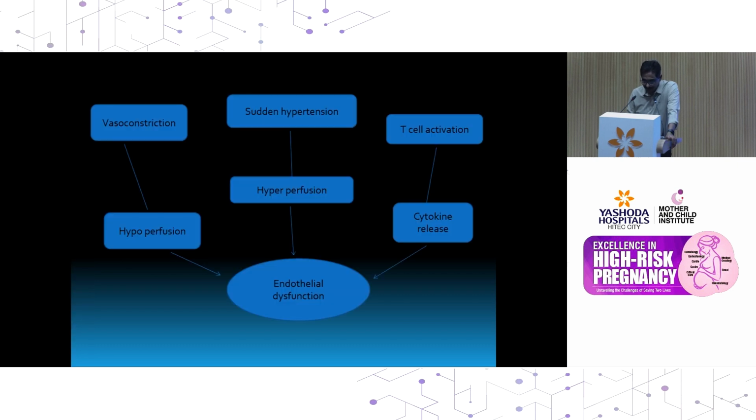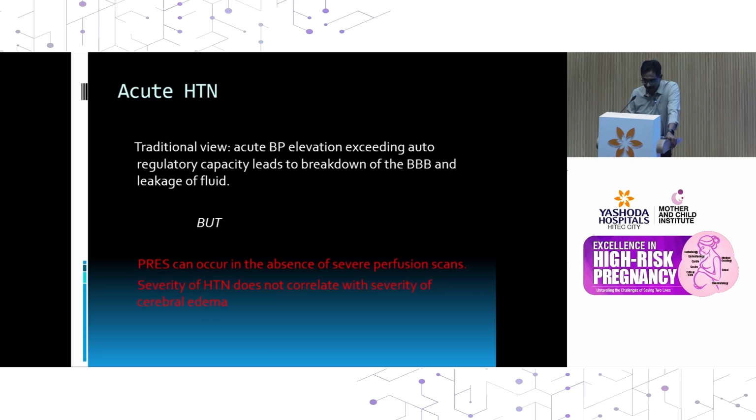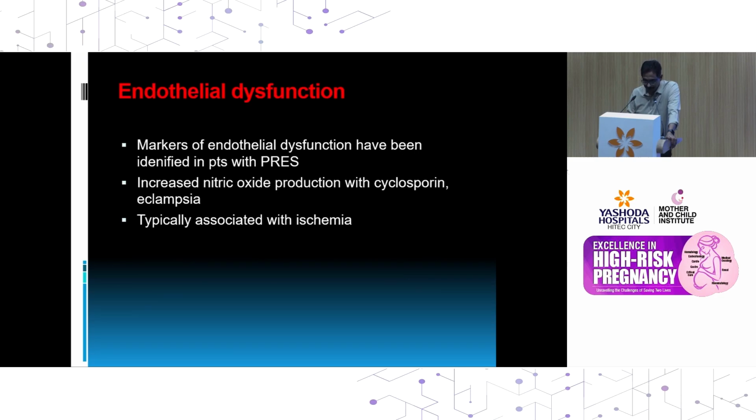So this is the pathophysiology, where there is an endothelial dysfunction because of many things. And one thing is PRES can occur in the absence of severe hypertension. So severity of hypertension does not correlate with the cerebral edema. Previously they used to think hypertension is the cause, but hypertension need not be the cause. Endothelial dysfunction is the primary marker in this, and what they say is increased nitric oxide production with cyclosporin and eclampsia may be the cause for these things.